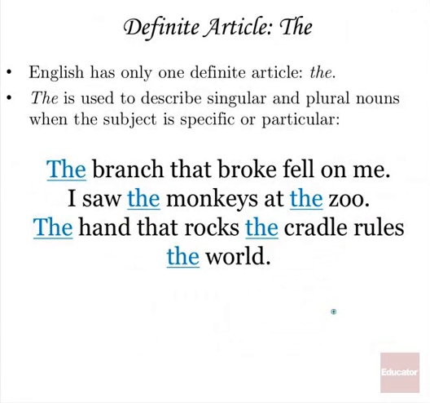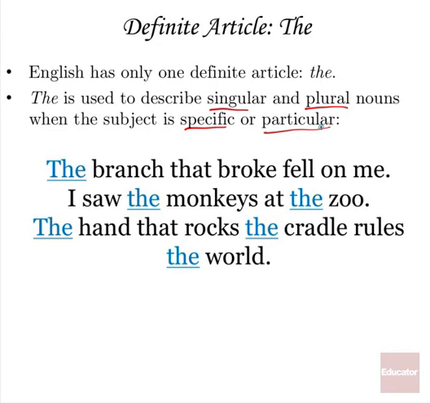All right, now let's look at the definite article. English has exactly one definite article, and it's the. The is used to describe singular and plural nouns. Remember, a and an is only for singular. When the subject is specific or particular, when it's the only one of its kind or the only one that you could mean or something you can point at, basically.